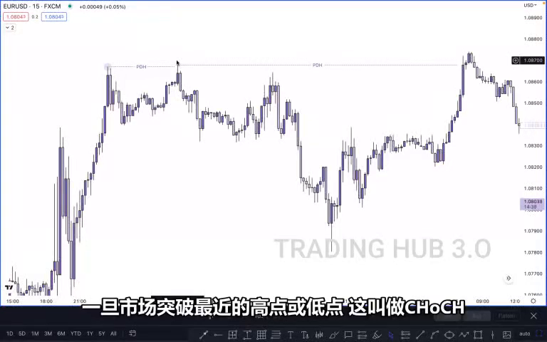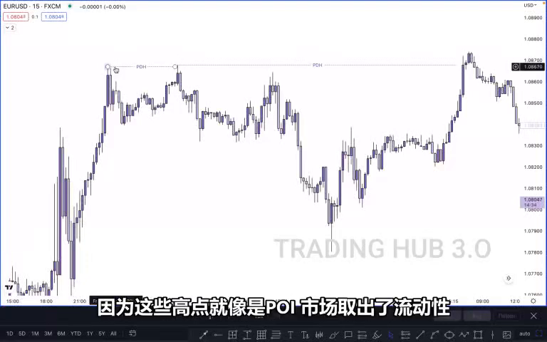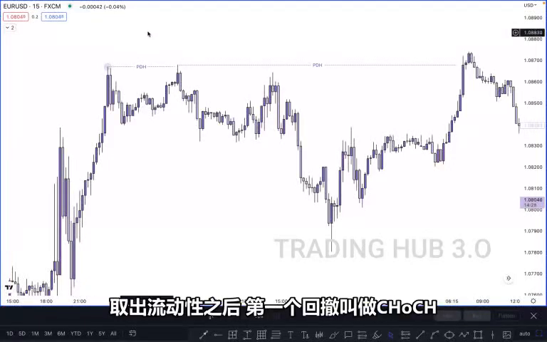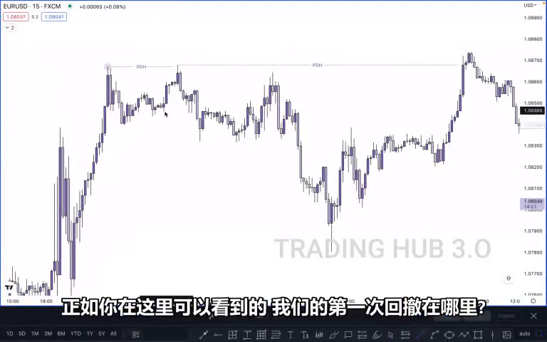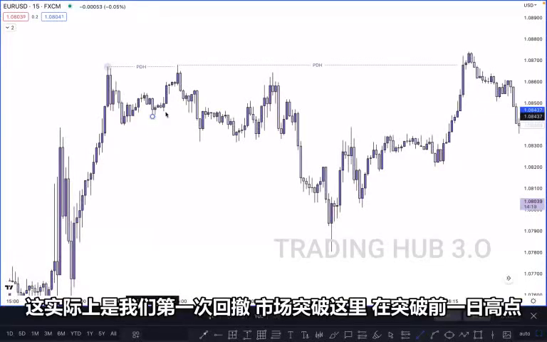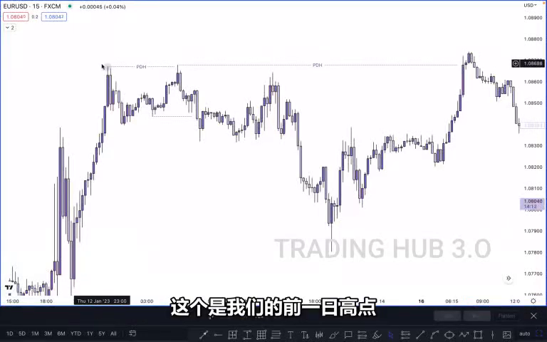Once the market breaks the first recent high or low, that's called change of character, because this high acts like a POI, because the market has taken out the liquidity. After taking out the liquidity, the first pullback is called change of character. So in this case, where is our change of character? As you can see here, where is our first pullback at this point? So this is actually our first pullback. The market breaks this one after taking out the previous day high, and this one is our previous day high.